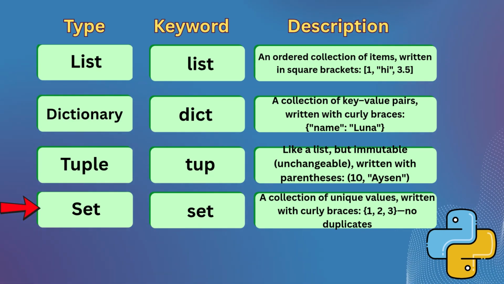Alright, now let's talk about sets in Python. A set is a collection of unique values, so no repeats allowed. If you try to add duplicates, Python just ignores them. We write sets using curly braces, like this. It's perfect when you need to store values without any duplicates.